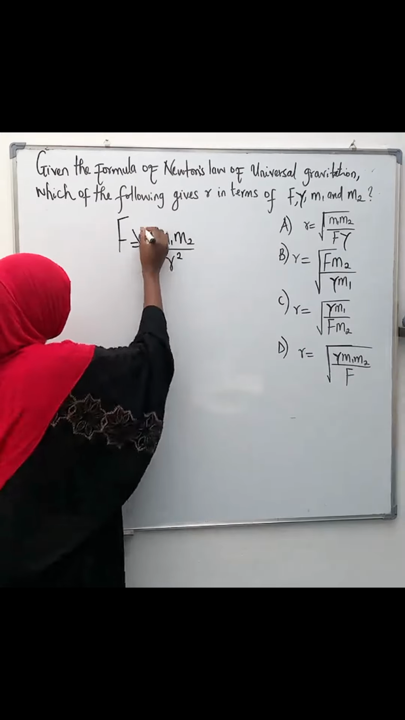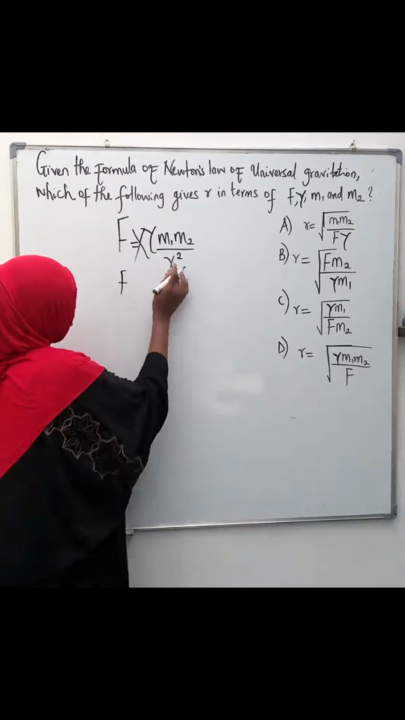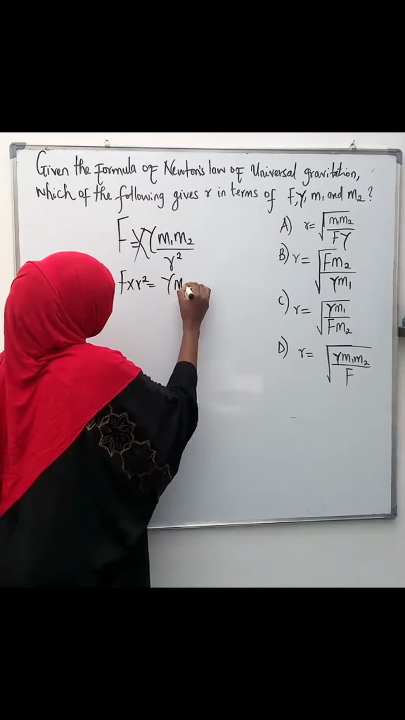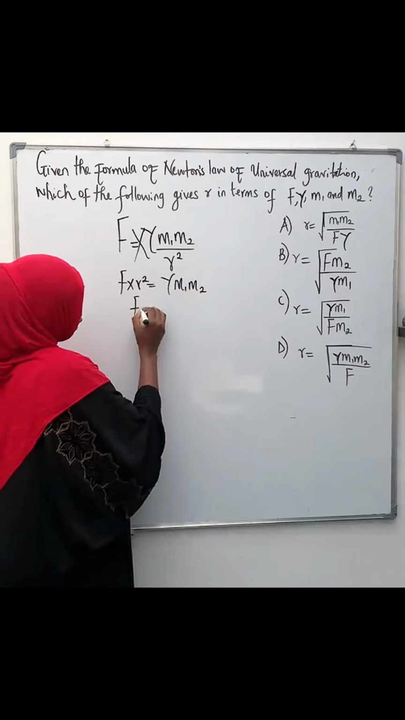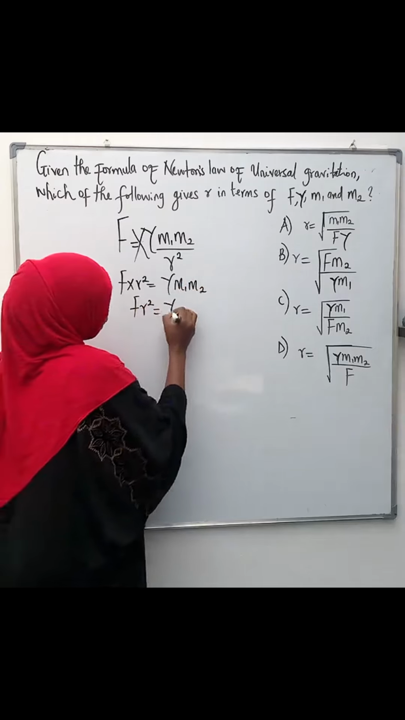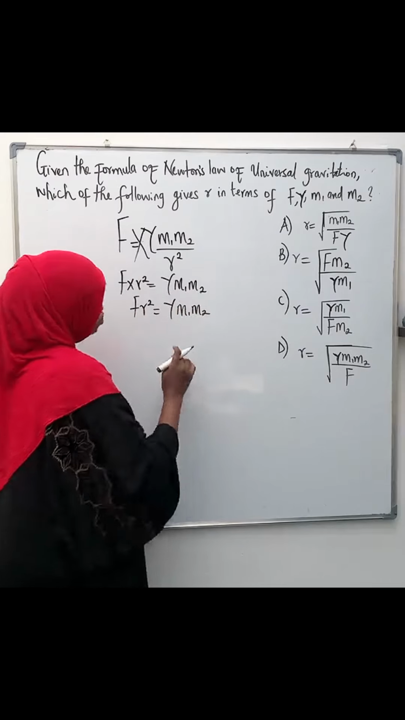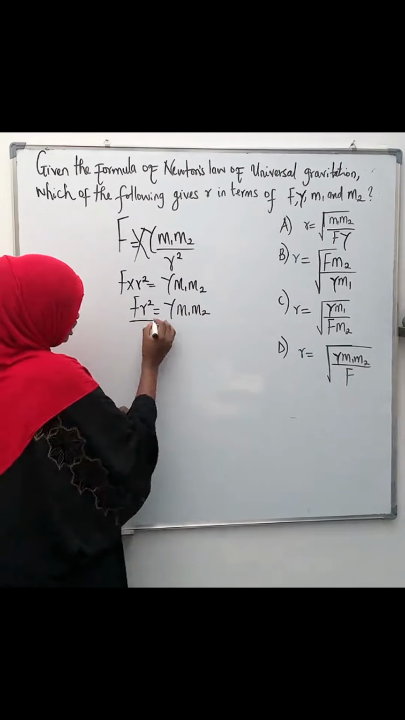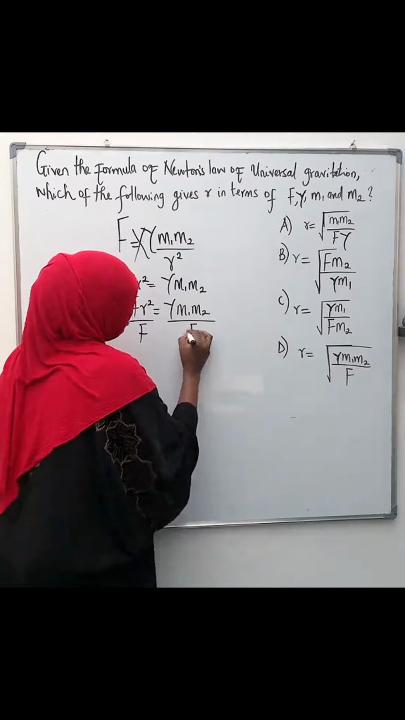So at this point, all we need to do is to cross multiply here. So this becomes f times r squared is equal to the gravitational constant times m1 m2. Okay, so f times r squared gives us f r squared is equal to the gravitational constant times m1 m2. So we want to make r the subject of the formula. So all we need to do is to divide both sides by f. Okay, so we'll divide both sides by f.